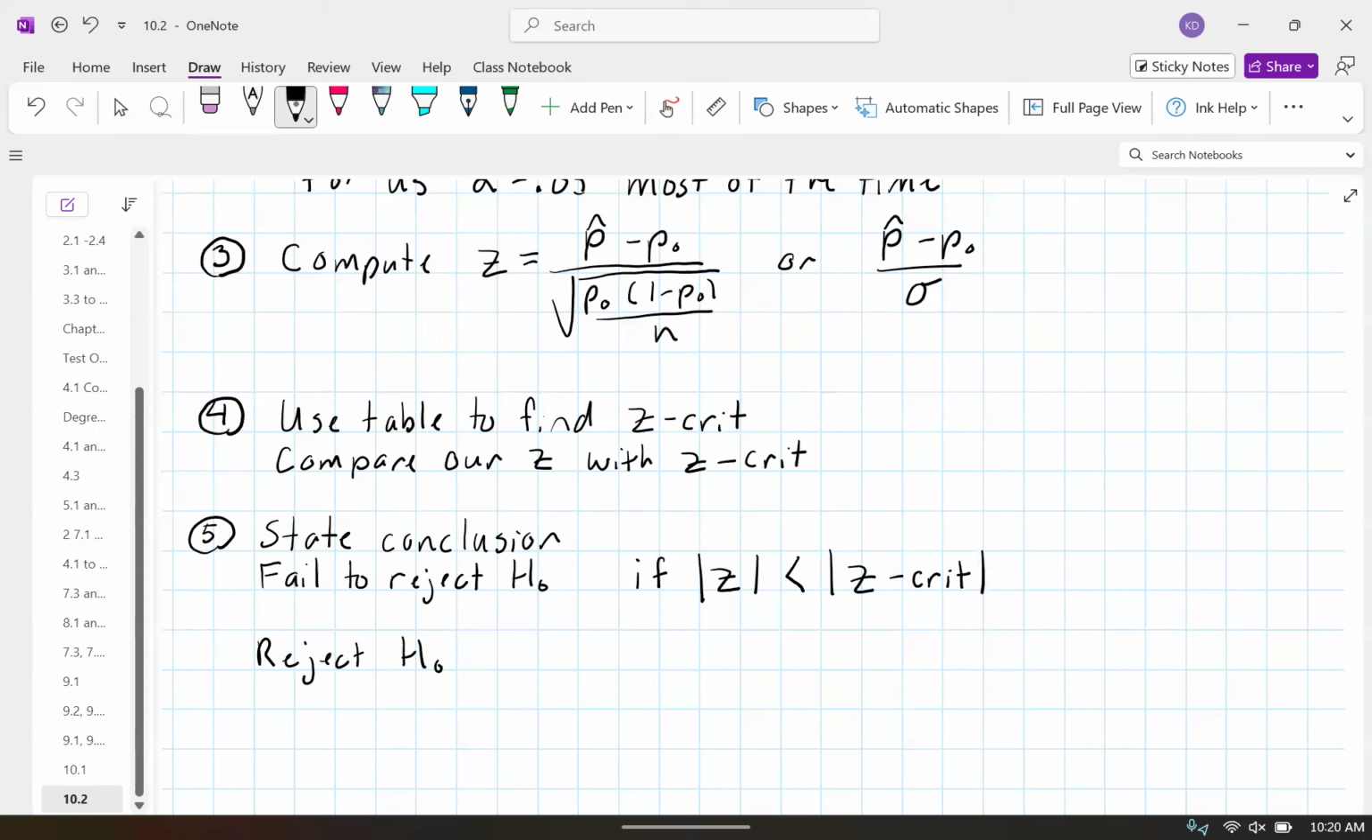You all familiar with absolute value signs? Distance from 0. So if the absolute value of our Z is smaller than the absolute value of Z crit, we fail to reject the null hypothesis. Our difference isn't enough to say it's not due to chance. We reject when the absolute value is greater than. I have never had a case where it's equal, but I suppose if it's equal, we would throw it into the reject null hypothesis, just because it's unlikely.